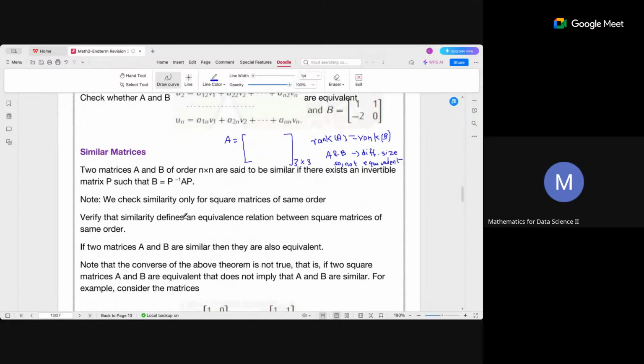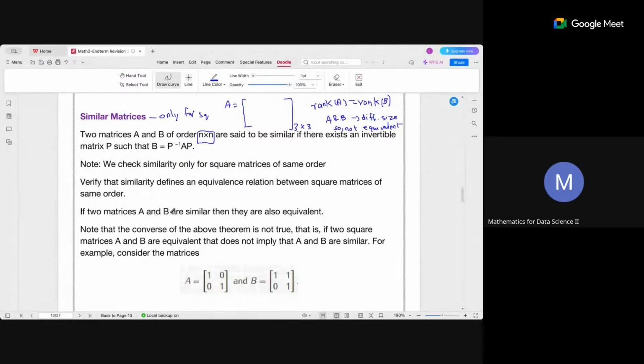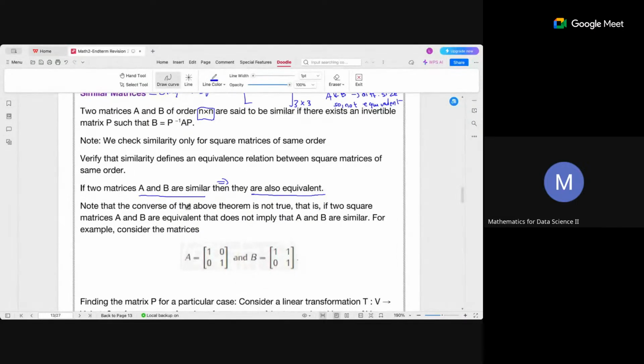Now for similar matrices, it is obvious that if two matrices are similar, then they are also equivalent. One thing you should remember, similar matrices are defined only for square matrices. This is again something important. What about the converse? The converse is not true. Equivalence may not imply similarity.